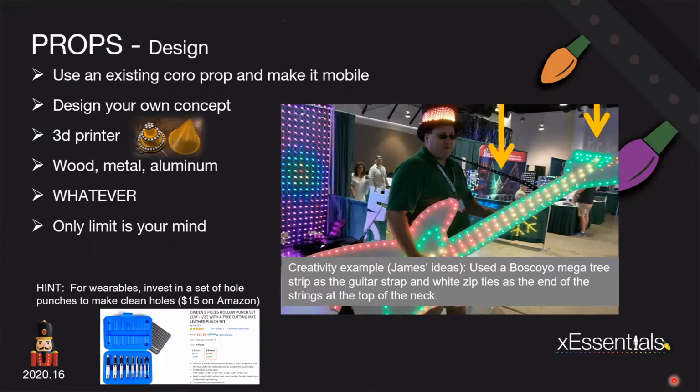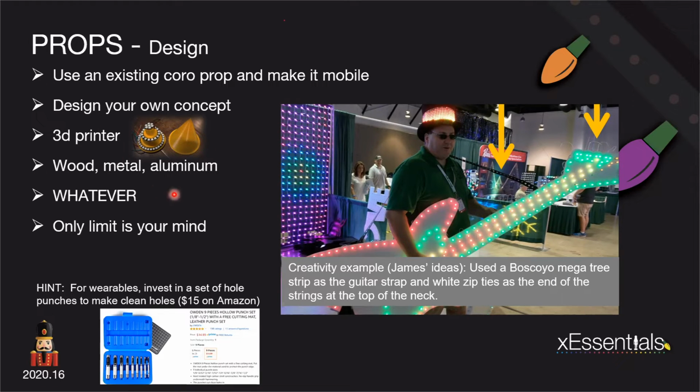So design. You can use an existing core prop and make it mobile. You can design your own concept. You can use a 3D printer if you've got one, and you can create your own idea. This one here that I have on display, when I print the cone in clear filament and put it over the top of this, I have a little miniature Christmas tree. And my wife was also quick to point out that it looks like a wedding cake topper.